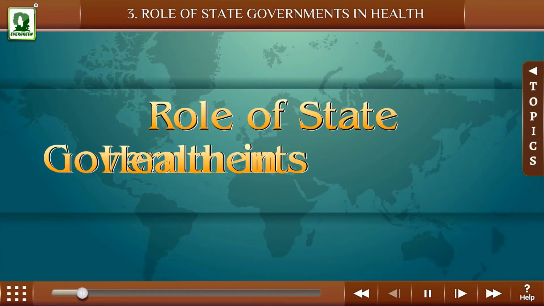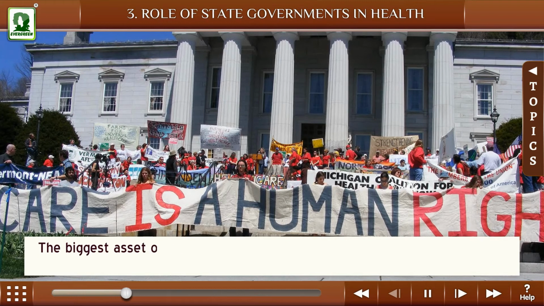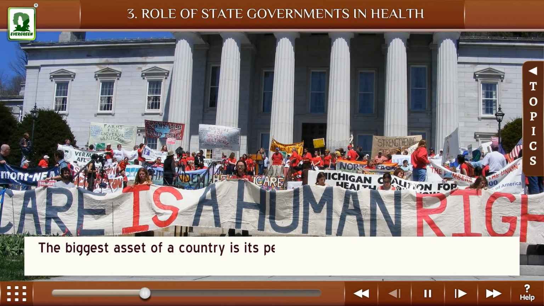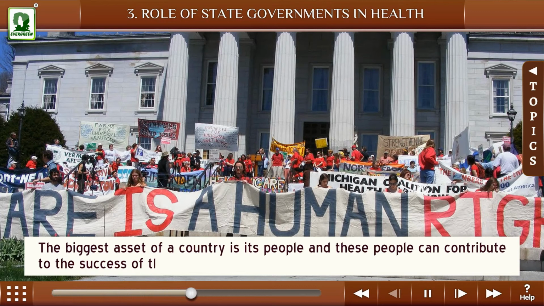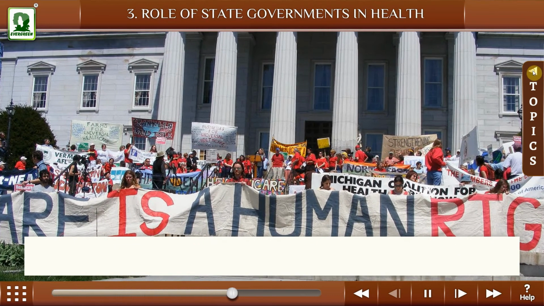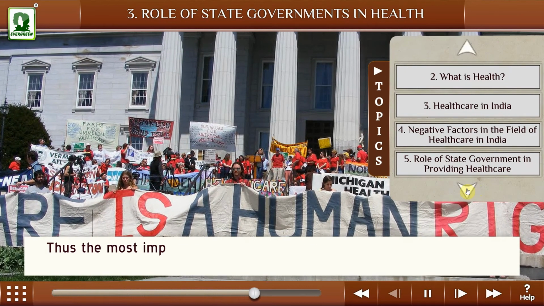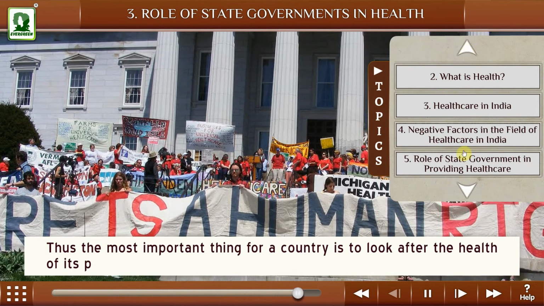Role of state governments in health. The biggest asset of a country is its people, and these people can contribute to the success of the nation only if they are healthy. Thus, the most important thing for a country is to look after the health of its people.